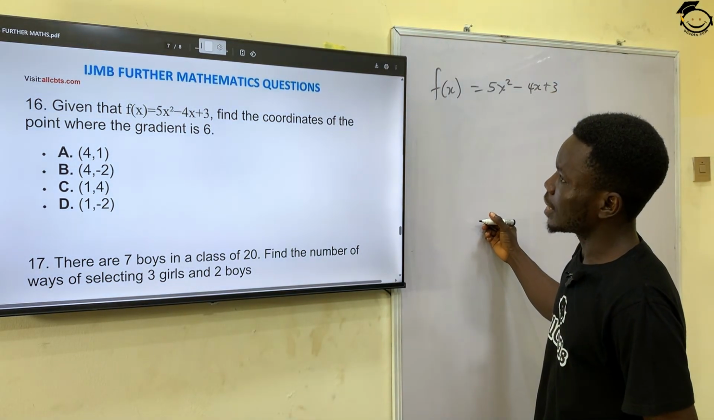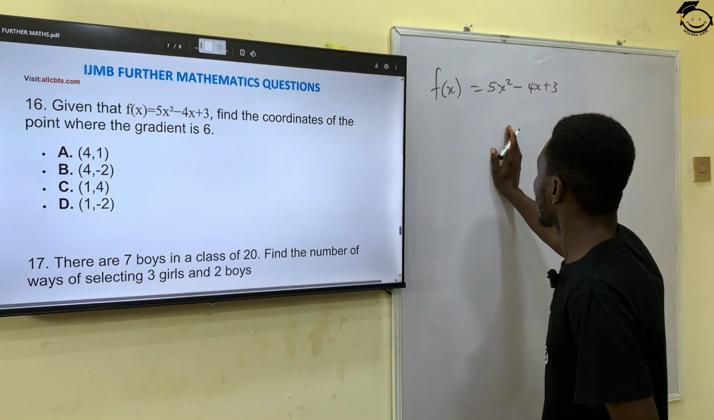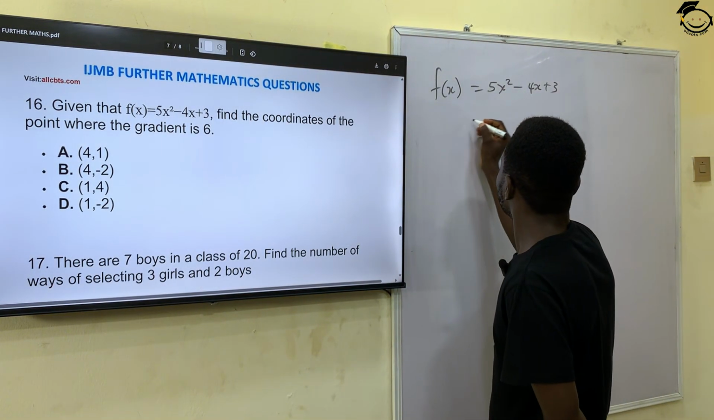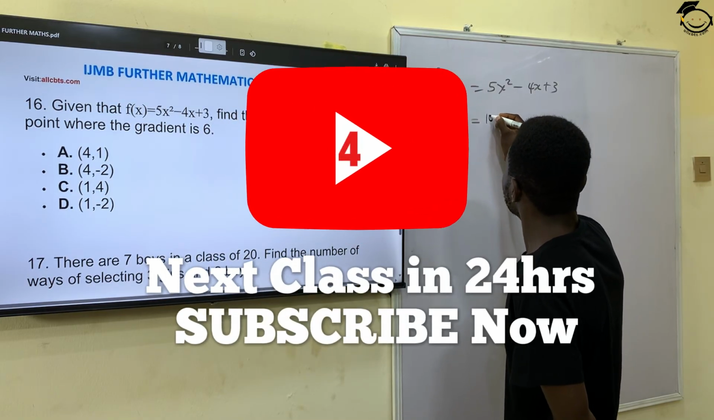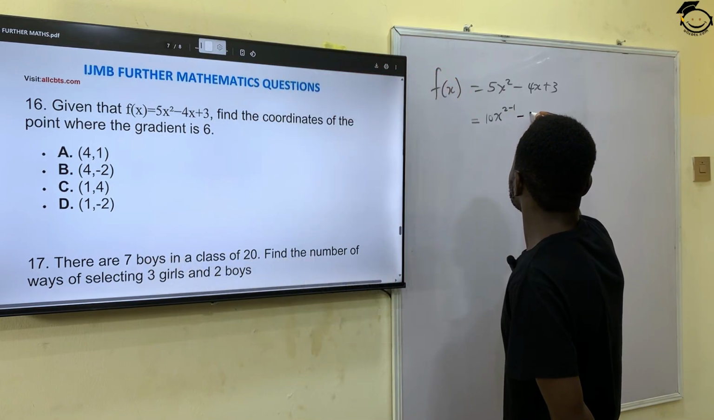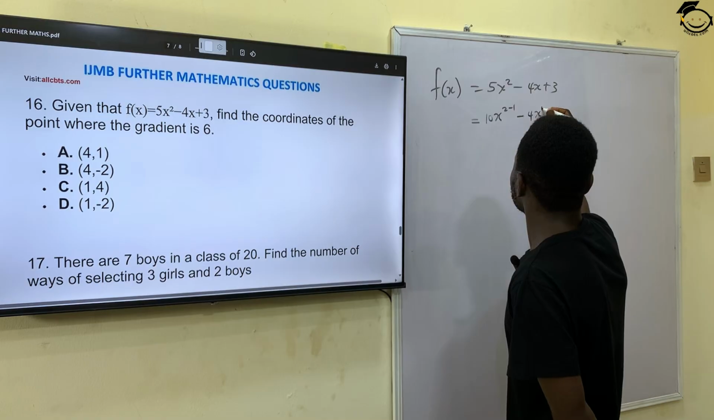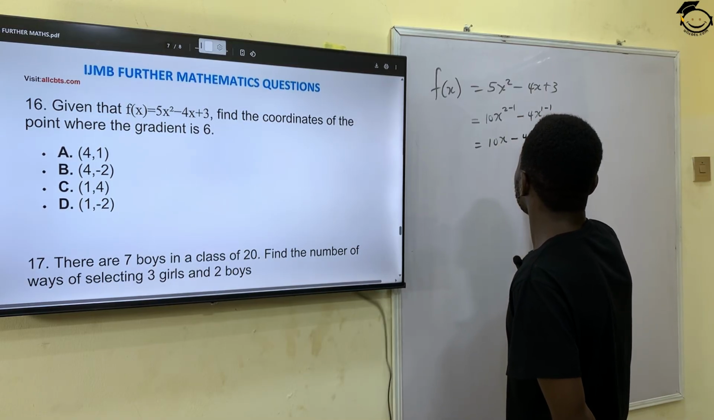And they've given us the gradient as 6. So the first thing we are supposed to do here is to differentiate this function, so that I will have my y equals 10x raised to the power 2 minus 1, minus 4x raised to the power 1 minus 1. So I'll have 10x minus 4.